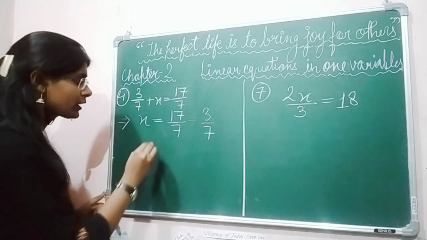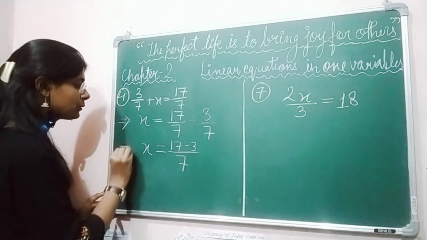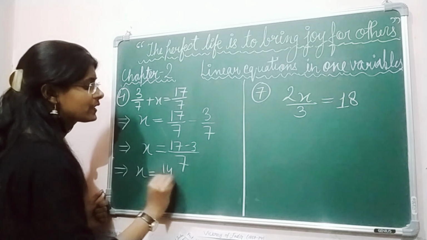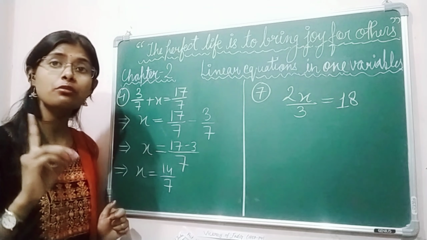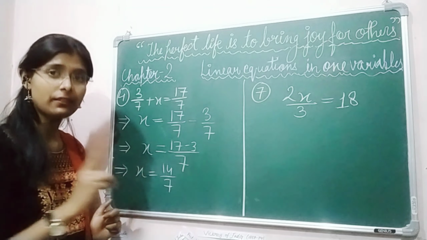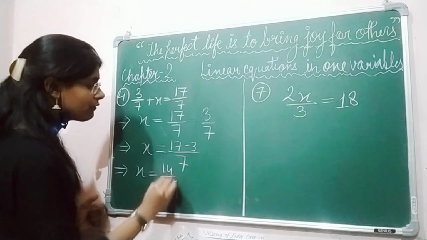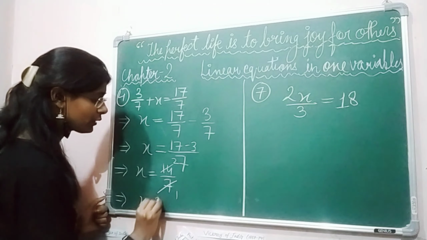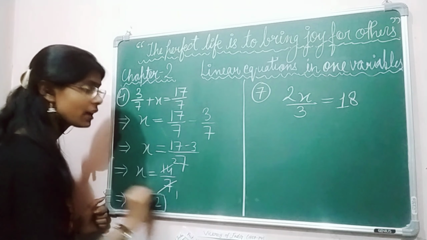See, the fractions have a common denominator. So it would be 17 minus 3. And here x is equal to 14 by 7. As I told you, here are two operations. 14 divided by 7 can be done. So 7 ones are 7, 7 twos are 14. And at last you would get x is equal to 2 as your final answer.